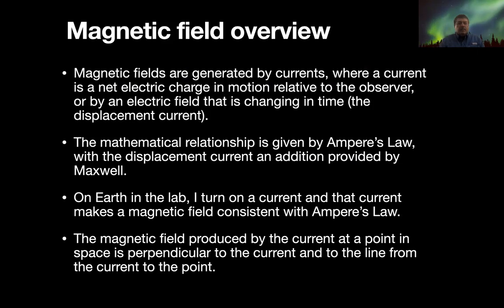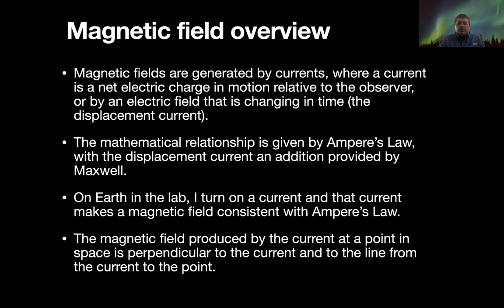So the mathematical relationship for the magnetic field and the current is given by Ampere's law. And it was James Clerk Maxwell who added the displacement current to Ampere's law. And actually that addition gave Maxwell the ability to show that electromagnetic waves existed and they travel with the speed of light. But that is for another time.